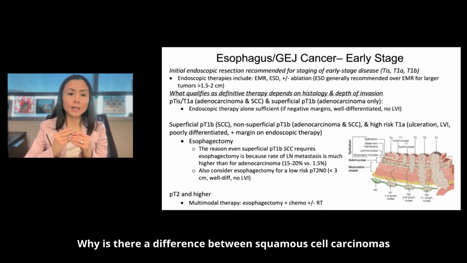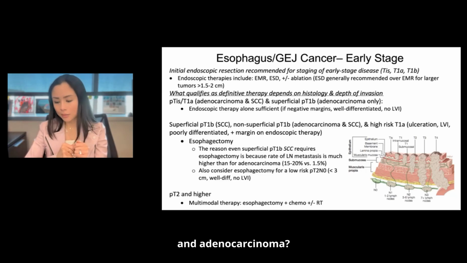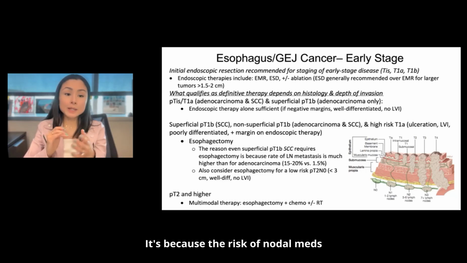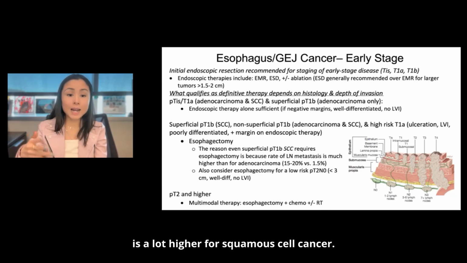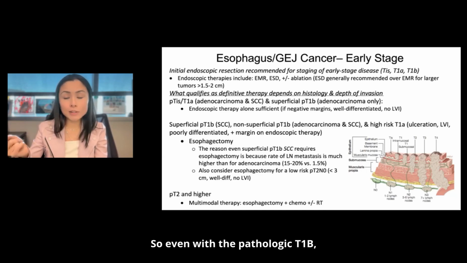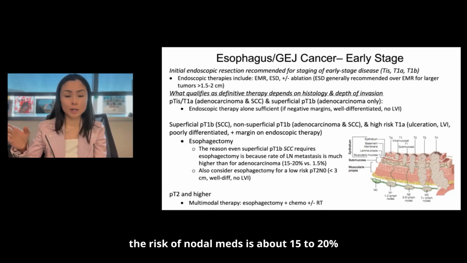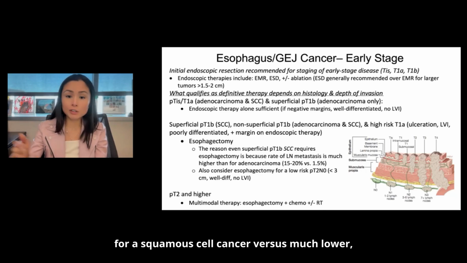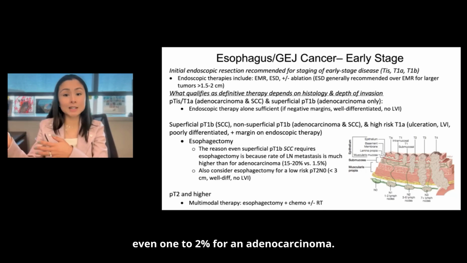Why is that? Why is there a difference between squamous cell carcinomas and adenocarcinomas? It's because the risk of nodal mets is a lot higher for squamous cell cancer. So even with the pathologic T1B, the risk of nodal mets is about 15 to 20% for a squamous cell cancer versus much lower, less than 5%, some series, even 1 to 2% for an adenocarcinoma.